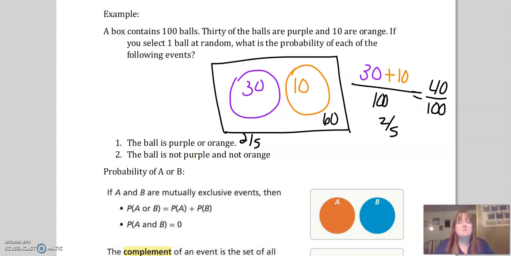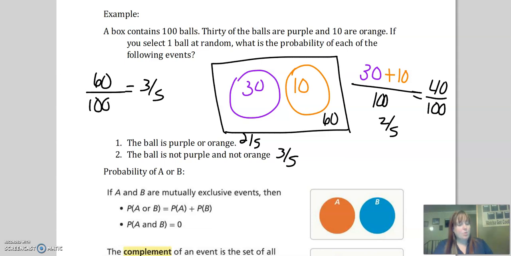What is our chance of picking out a ball that's not purple or orange? Well, this should be pretty obvious because it would be the opposite of that. So if we have a 2 in 5 chance of picking one that is, we'd have a 3 in 5 chance of picking one that's not. But if you want to see how that works, well, we have 60 total that are not purple or orange, and then we have 100 balls all together, and that comes out to 3/5.